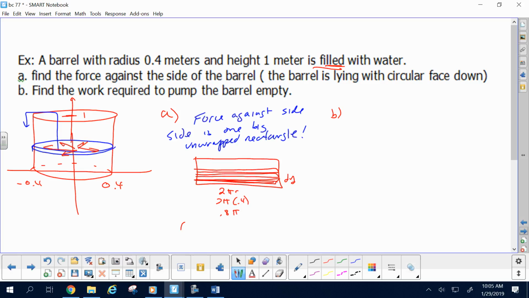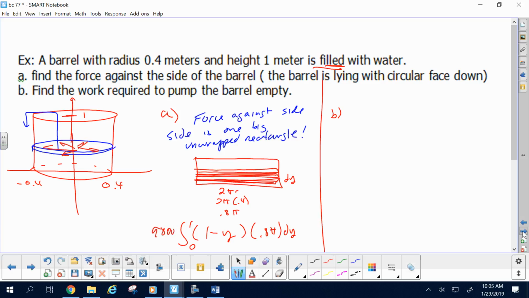So hopefully you did something like this: water, 9,800. What'd you say for the depth? 1 minus y, I agree. And for the area, that's the area of this slice against the outside of the container, so that's 0.8 pi dy. From where to where? 0 to 1.